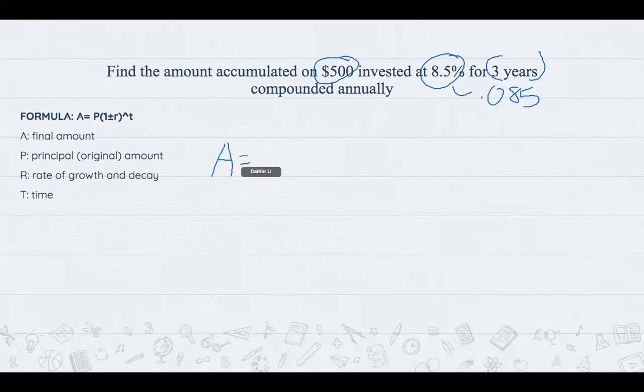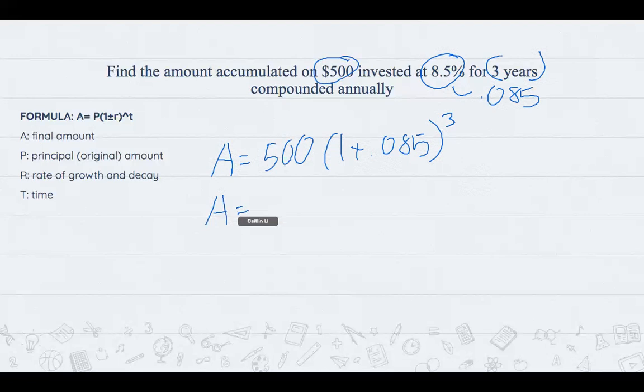So A is equal to 500 parentheses 1 plus, because this is a growth problem, not a decay. If it was decay, it would be minus. And then we plug in our 0.085, and our exponent would be 3. So how you would do this is that you would just plug all of this into your calculator, and you will get 638.6445625 accumulated.